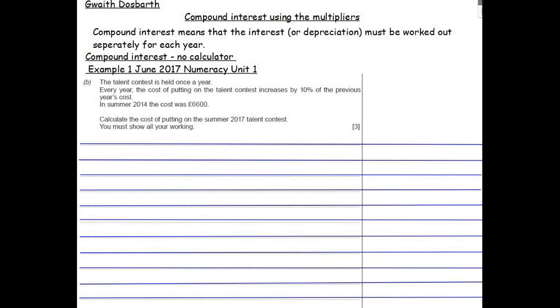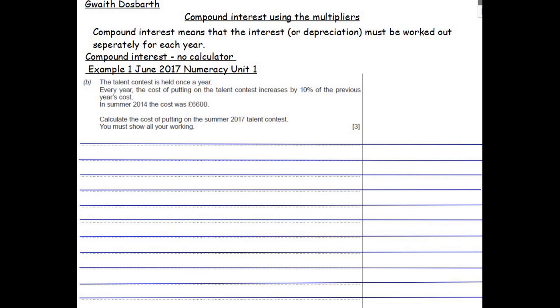Okay, so just a refresh on compound interest. So compound interest means that the interest or depreciation, because interest can be that it goes up if you had money in a bank, or if you borrowed money then it's going to be going up, but also it can depreciate. So for example, if you buy a car, the price of a car can go down, so that would then be a depreciation. And these must be worked out separately for each year. And it does tend to state that in the question.